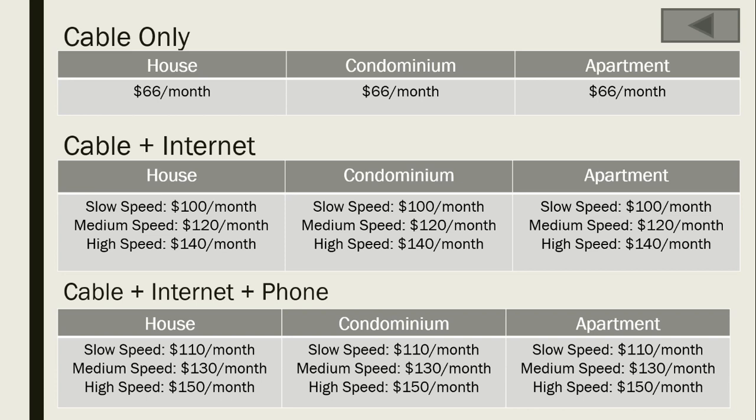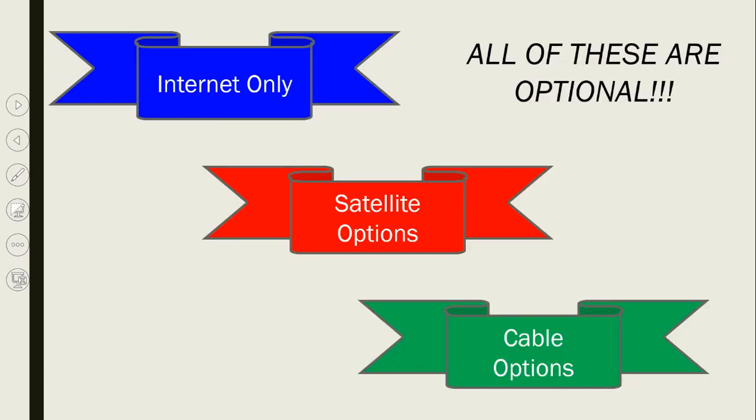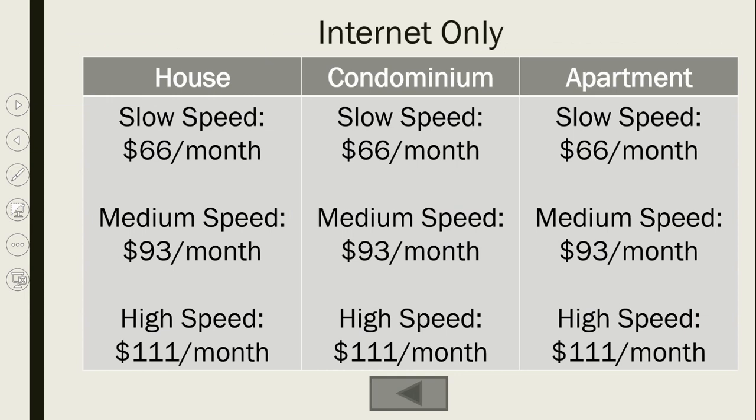If you just want the cable for the house, condo, or apartment, it's $66. Cable plus internet, right, so cable is just the video, goes up. Cable, internet, and phone goes up a little bit more. Now, a lot of people aren't using the cable. They're just going with the internet. This is decent prices, and we'll stop right there.